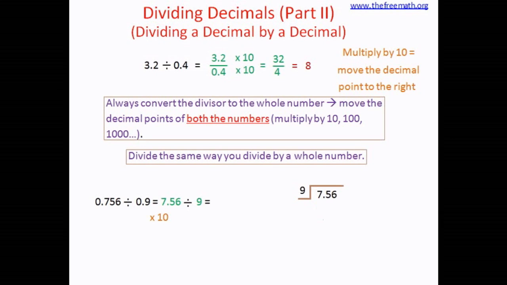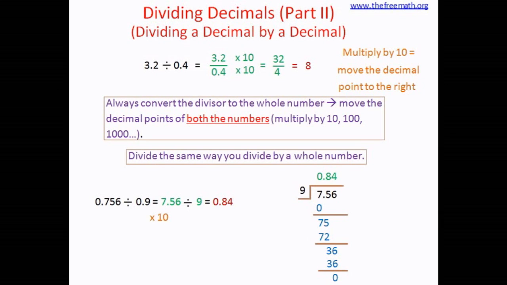Start dividing. 9 zeros are 0. We write down 7. Since the whole part division is done, we write the decimal point in the quotient and bring down 5. 9 8s are 72. The remainder is 3. Bring down 6. 9 4s are 36. And the remainder is 0. So our answer is 0.84.